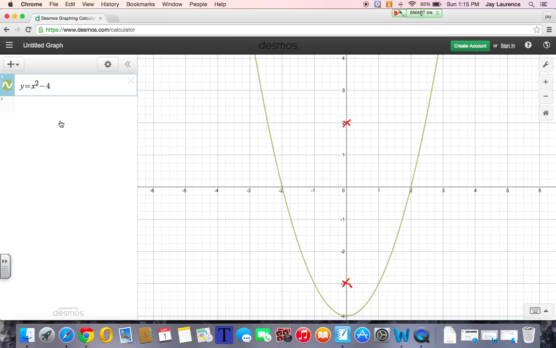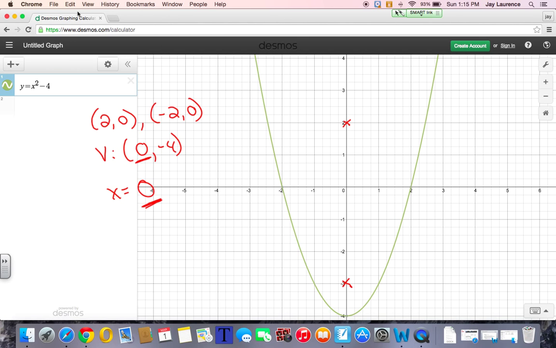So the zeros for this were at, oops, I'm wrong. We're at 2, 0, and at negative 2, 0. And remember, the zeros are just the x-intercepts. The vertex was the point 0, negative 4. And the axis of symmetry was x equals 0. By the way, it's not a coincidence that these two are the same. The axis of symmetry for these will always be x equals. It'll be a vertical line. And the number it'll equal will be the same as the x-coordinate of the vertex.